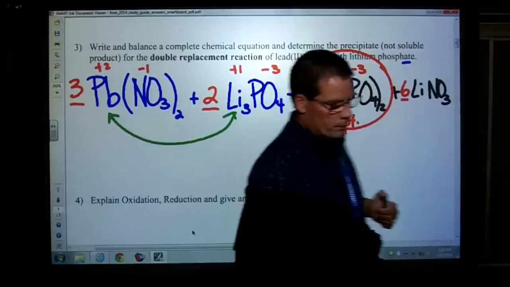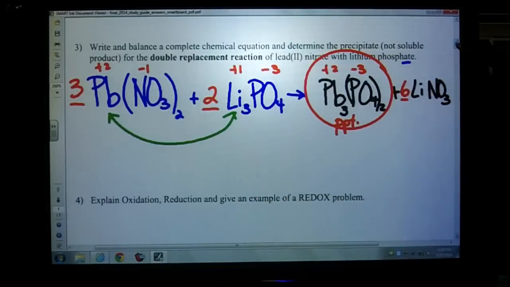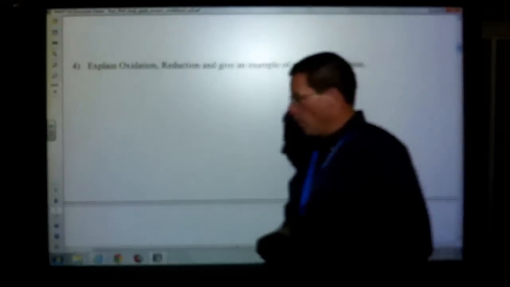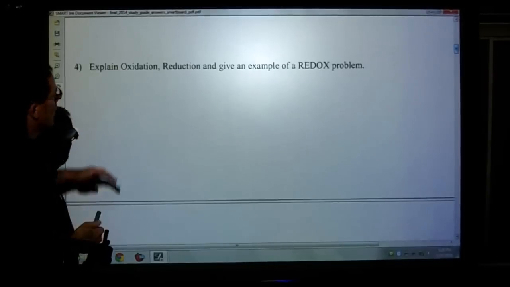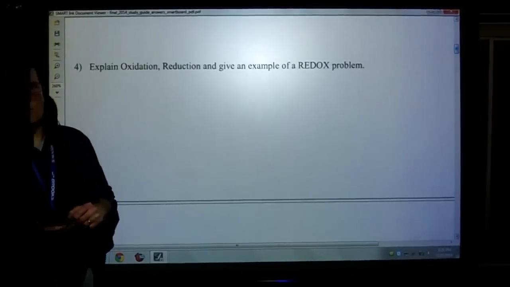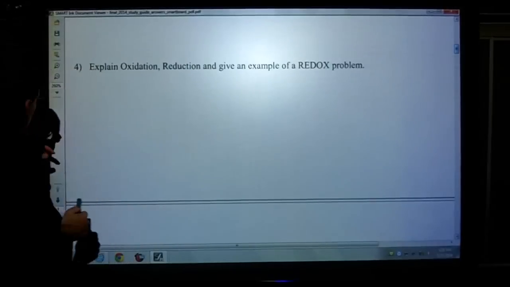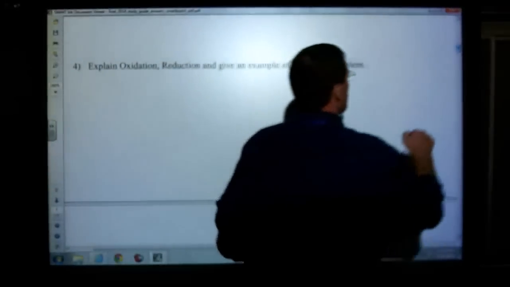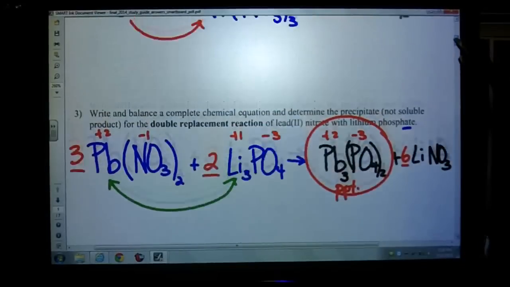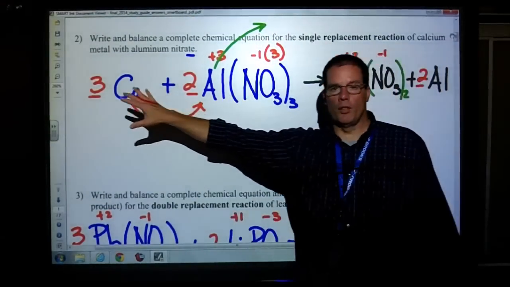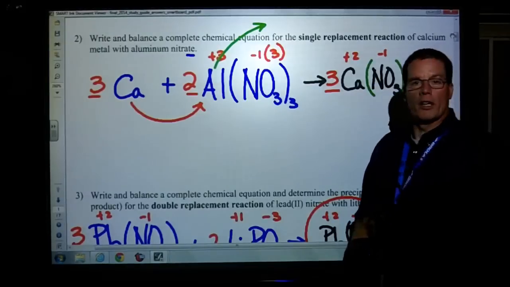Number 4. Number 4 asks, explain oxidation reduction and give an example of a redox problem. Probably an interesting question here. Oxidation and reduction involve an exchange of electrons. And we actually were looking at that exchange of electrons back here in question number 2. You may not have realized it, and actually I'll revisit this problem for our example.